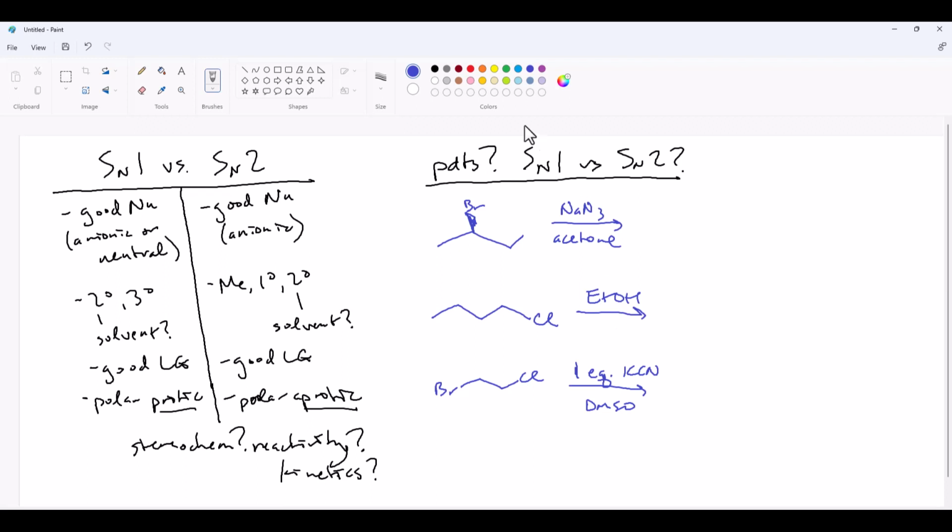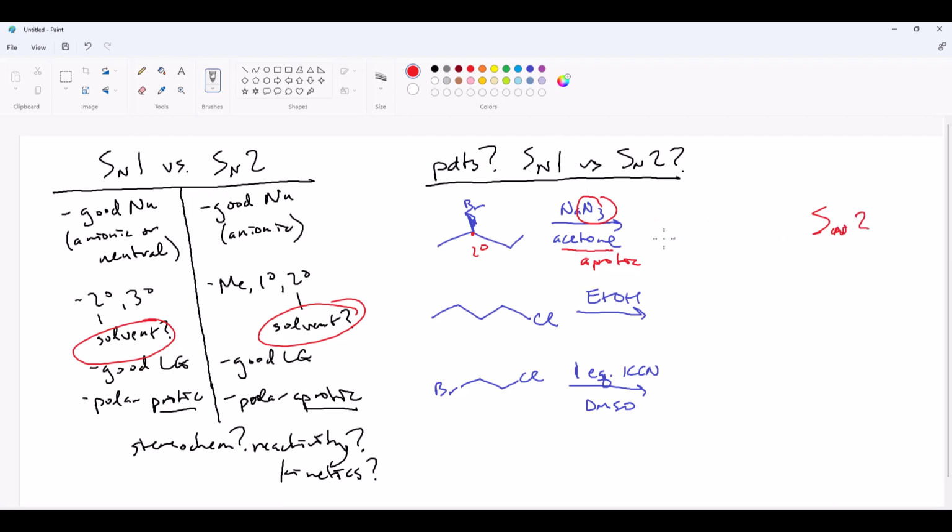So, explaining these reactions, let's first draw the products. So, NaN3 and acetone, NaN3, we have a good nucleophile. So good nucleophile, so that's okay for both of these. We notice we have a secondary center, so that means that it's going to be SN1 or SN2. And then remember, to determine between SN1 and SN2, if it's secondary, we will look at the solvent. Our solvent here is acetone, which is polar aprotic. So it's probably going to be an SN2 mechanism.